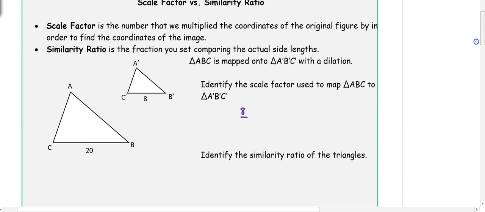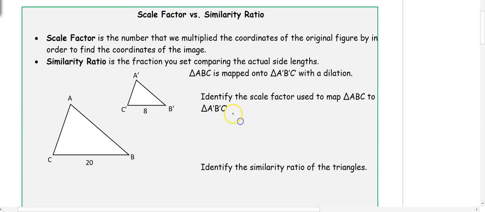So scale factor versus similarity ratio. Scale factor is something that we've talked about the past couple of days and in past units. Scale factor is a number that we multiply the coordinates of the original figure by in order to find the coordinates of the image. So in this case, remember that the letters that don't have a tick mark are our old figure, and the ones with the tick mark are our new figure.